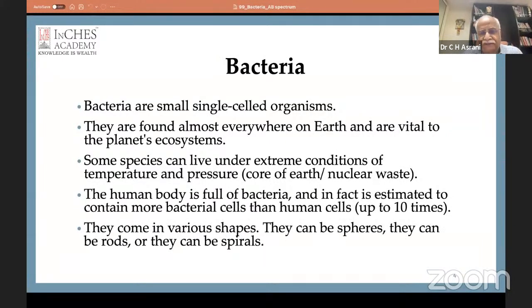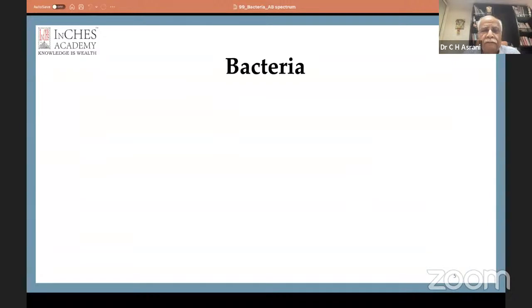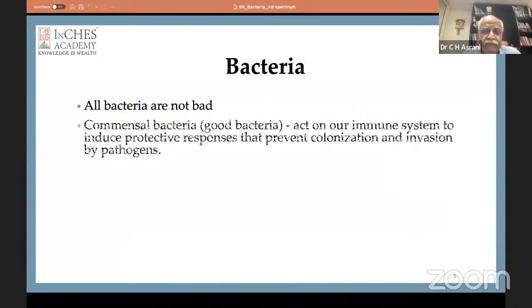They come in various shapes. They can be spheres, circles, rods, or spirals. All bacteria are not bad. We know there are good bacteria which we need for our body metabolism. They act on our immune system to induce protective responses that prevent colonization and invasion by pathogens.